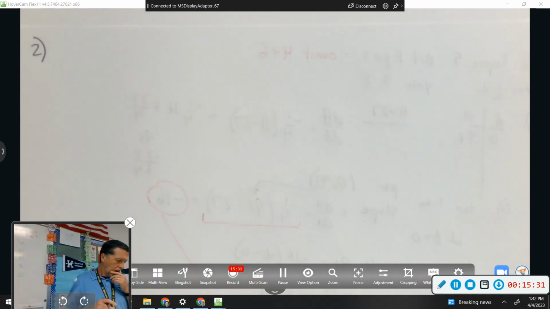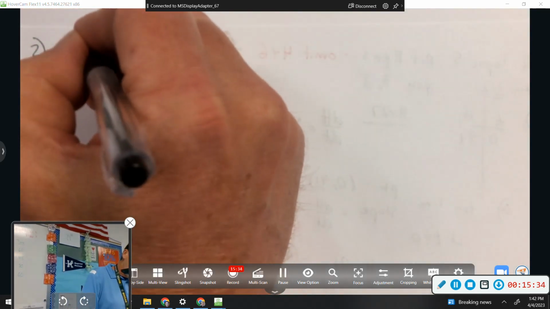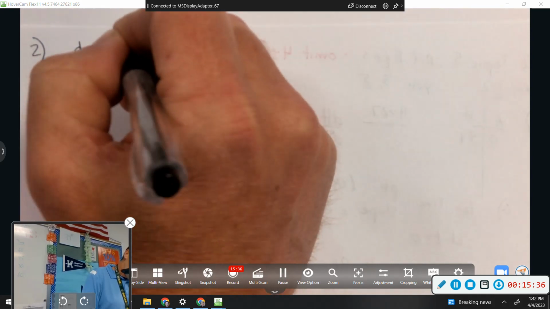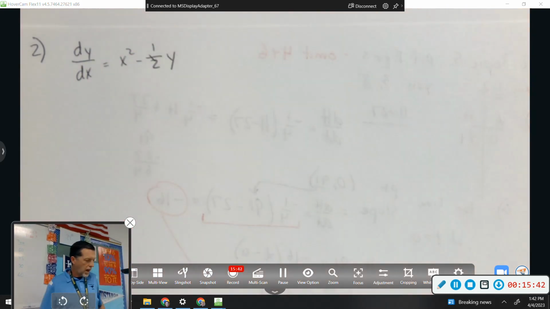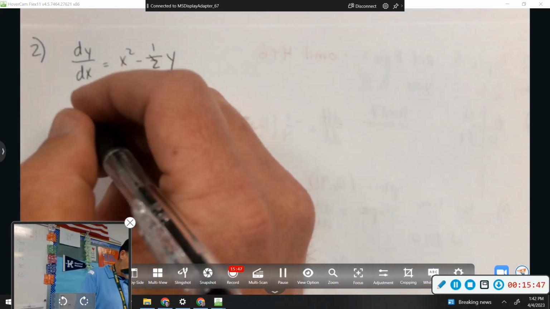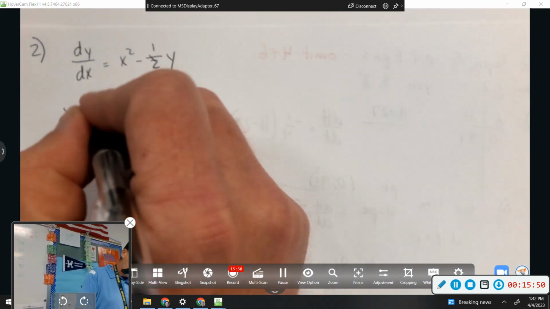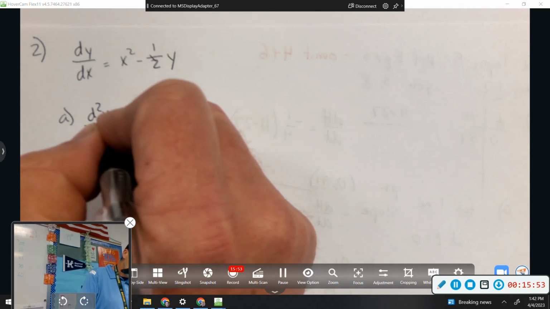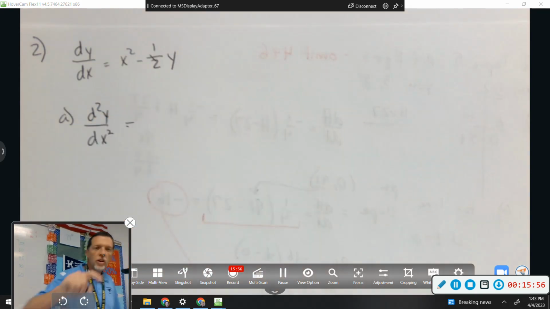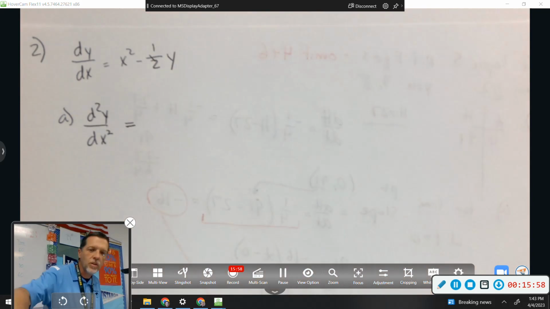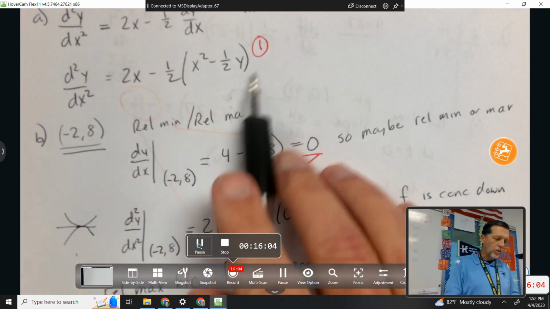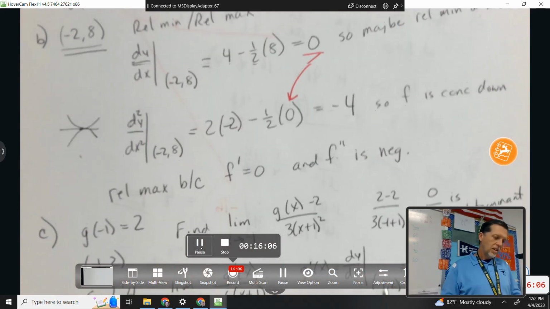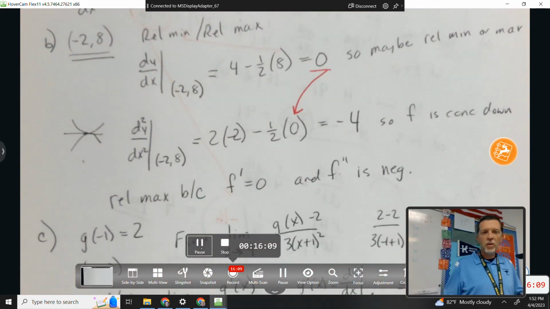Number 2. Consider the differential equation, dy/dx equals x squared minus 1/2 y. Find the second derivative in terms of x and y. That seems fairly straightforward, straightforward enough for me to press pause and give you a chance to do it. I left off up here when I had you find that derivative. Then we did relative max, relative min. Press pause if you want to see it.